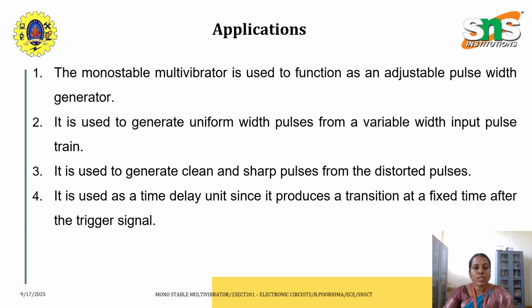It is used as a time delay unit since it produces a transition at a fixed time after a trigger signal. We know that it consists of one stable and one quasi-stable state. So it is used as a time delay circuit because the transition is determined by the discharging of the RC circuit. These are the applications of the monostable multivibrator. Mostly it is used as a timer, delay circuit and pulse generator.